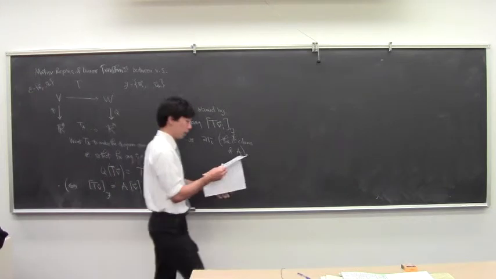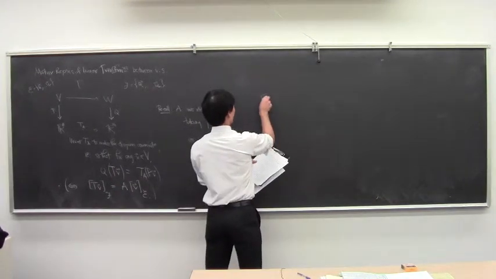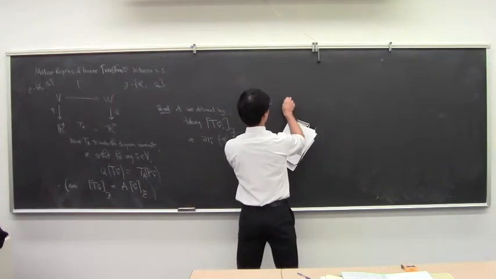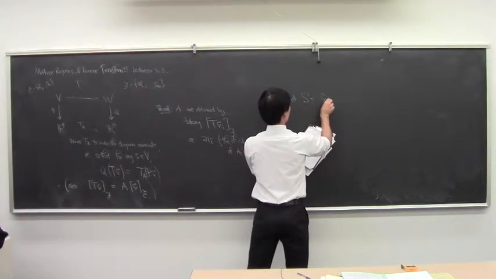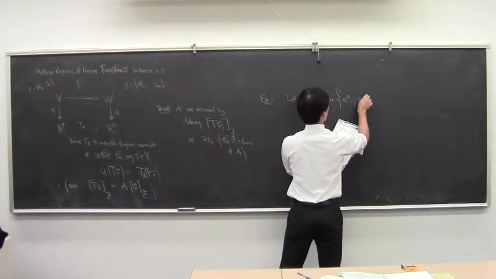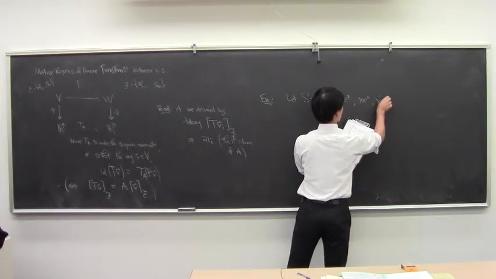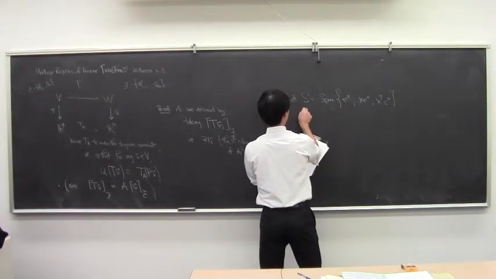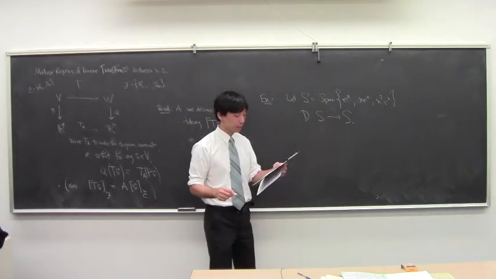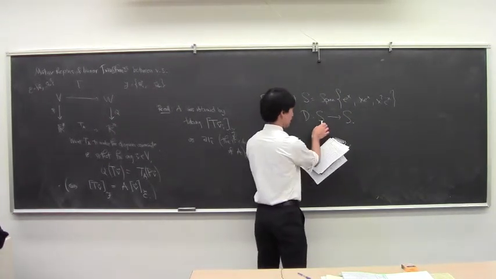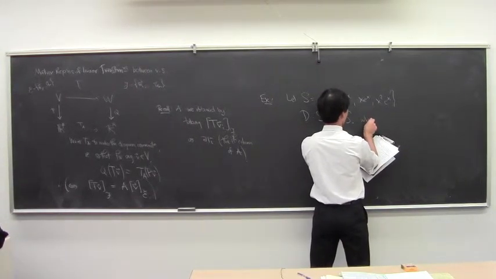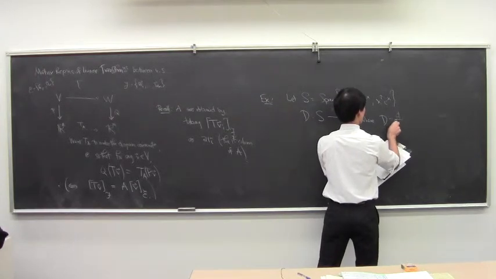So just to wake you up, let's do an exercise. Let S be the span of e to the x, x e to the x, and x squared e to the x. And let D be a linear transformation from this vector space S to itself, where D is differentiation with respect to x.